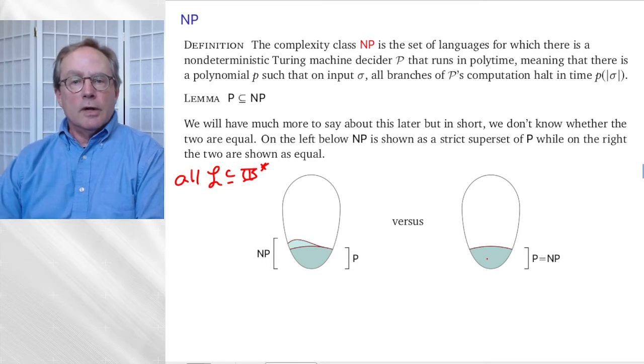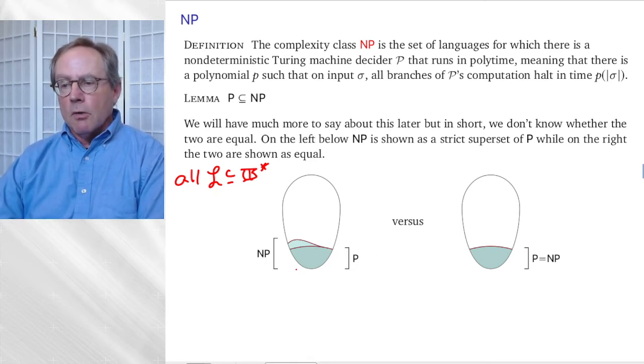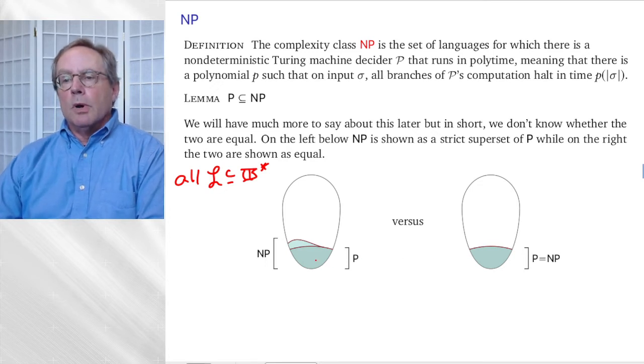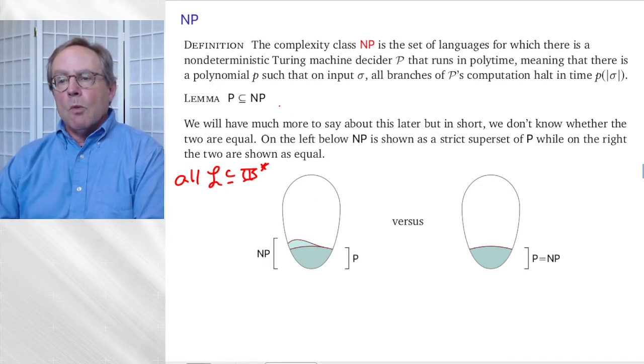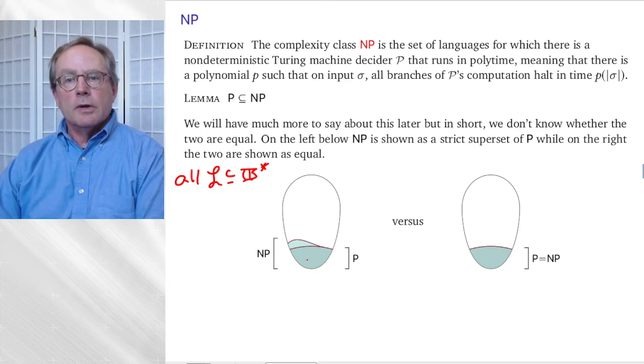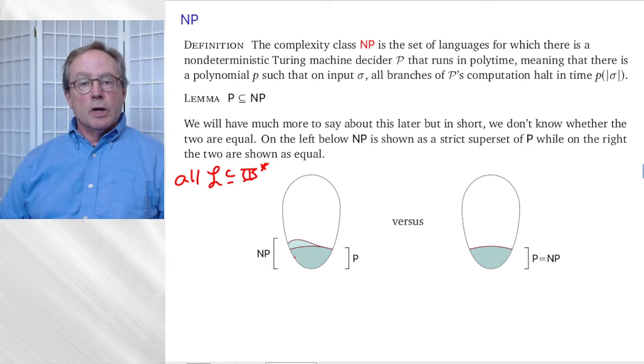All right, and the answer is, at this point in history, we do not know which of these two answers is right. We'll talk more about it as we move through. But the lemma makes clear that one direction is right. P is a subset. Is it a proper subset or is P all of NP? We don't know. But it's an interesting question, and it's interesting precisely because we want to talk about the speed issue.